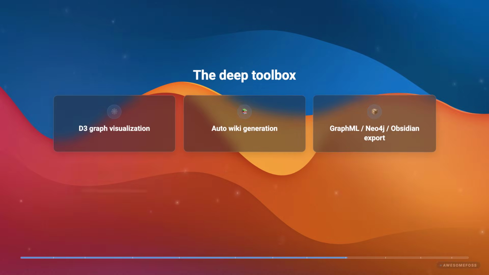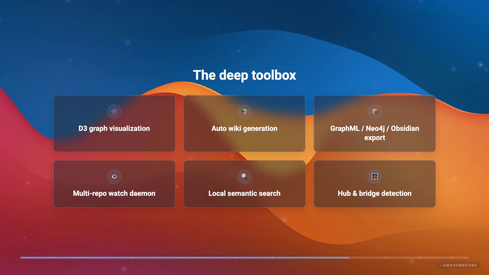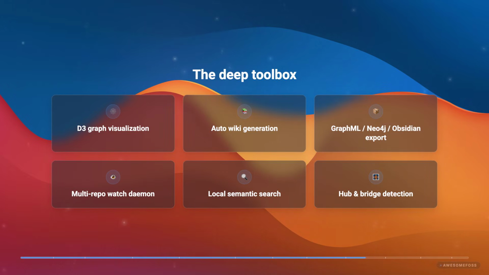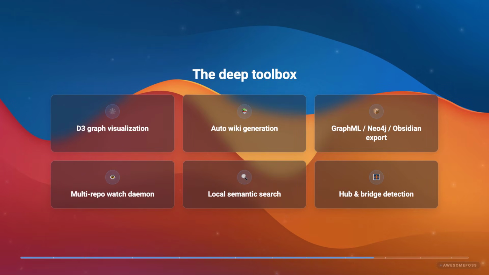Past the core loop, the toolbox runs deep. There is an interactive D3 visualization of your code communities, auto-generated wikis from the graph structure, exports to GraphML, Neo4j, and Obsidian, and a multi-repo daemon that keeps every registered project fresh in the background. Semantic search is optional and local by default. Hub and bridge detection finds your architectural choke points and surprise scoring flags coupling you did not know you had. It even auto-generates review questions straight from the graph analysis.